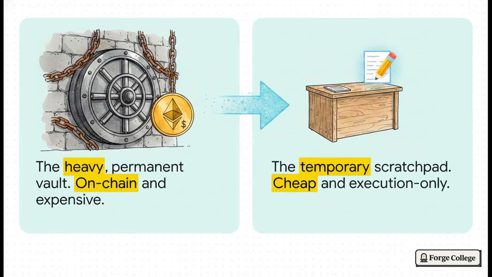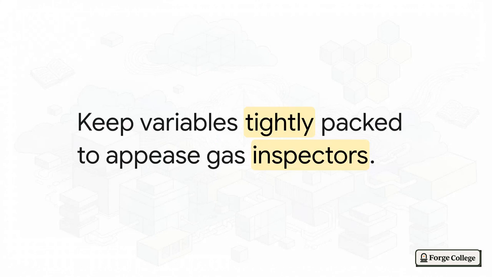So the crucial takeaway is this. When you have an external view function that needs to return a payment struct, you should return it into memory. Copying the data out of the expensive vault and onto the cheap temporary scratchpad for an external read saves massive amounts of gas. Another real pro tip for appeasing those gas inspectors, keep your variables tightly packed.